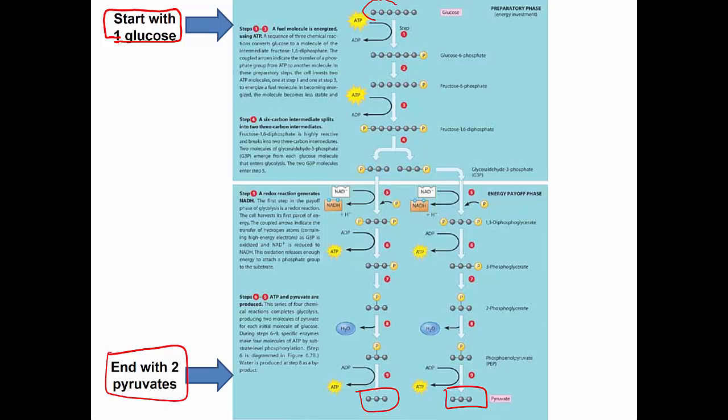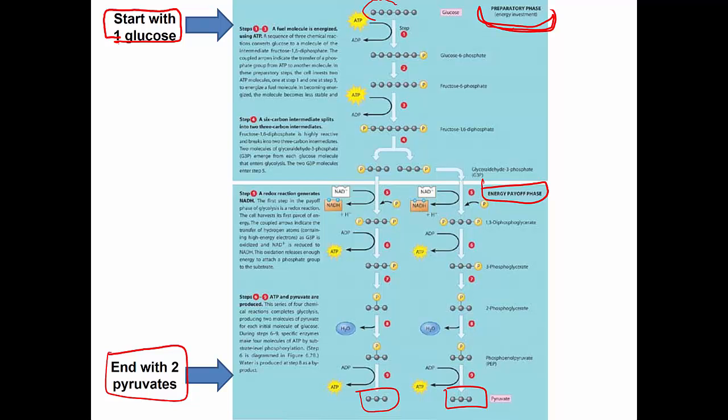As far as the major parts of glycolysis goes, there are 2 major parts. There is the energy investment, or preparatory phase, and then there is the energy payoff phase. The energy investment phase, as the name alludes to, requires ATP to be invested into the reaction. So glycolysis actually requires some amount of ATP. In the energy payoff phase, as you can imagine, you actually get ATP generated.